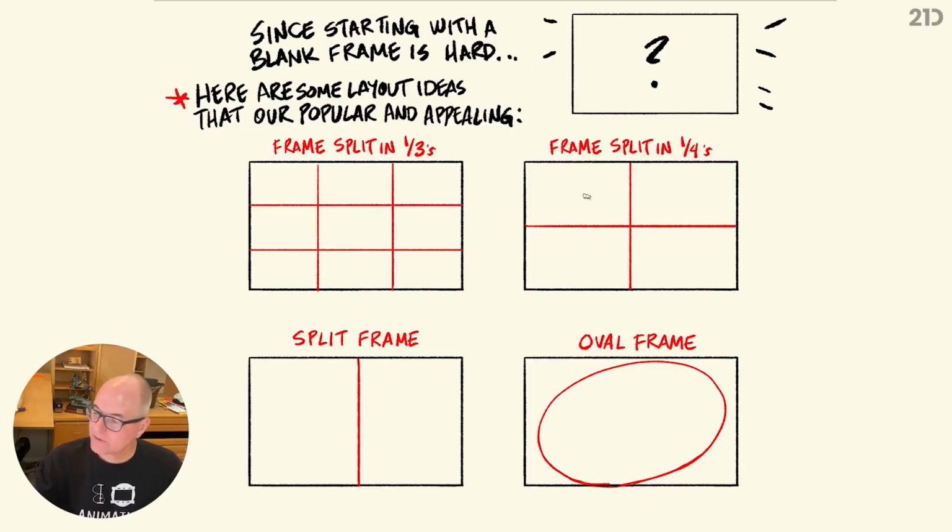Frame split into fourths, where each one of these becomes kind of a segment of design. Split frame, where there's maybe just two sides to it, or an oval frame, which is kind of a vignette. And this could be a really subtle thing, and I'll show you in the next example. Maybe there's a shading around here, and it really breaks the frame into more of an oval feel as opposed to a hard-edged frame like this. And this could be a way of breaking up your composition also. So those are all frame compositions.